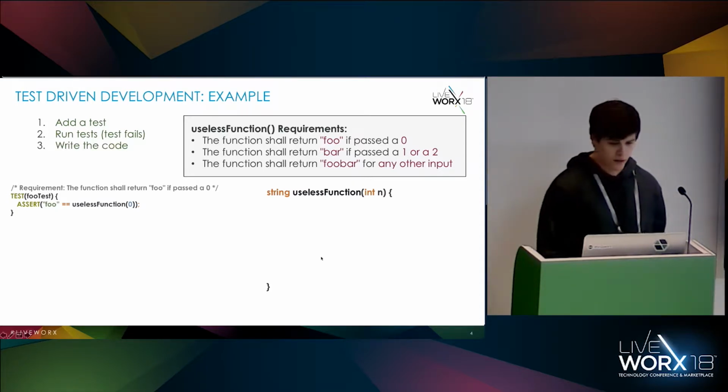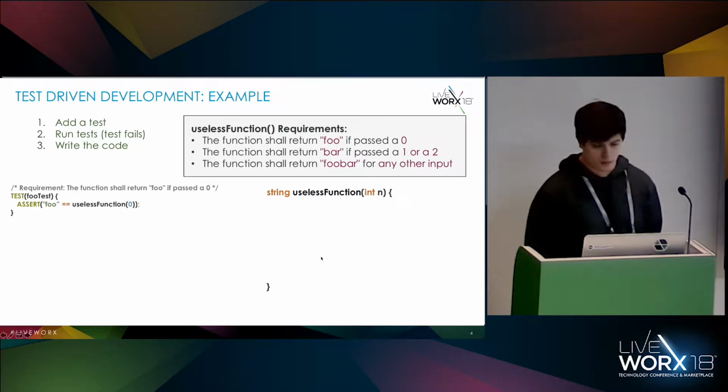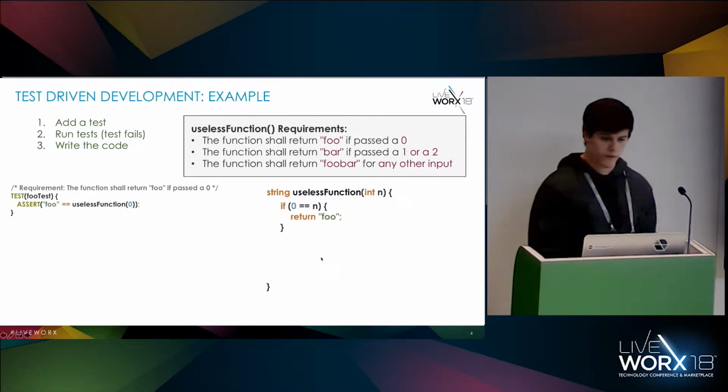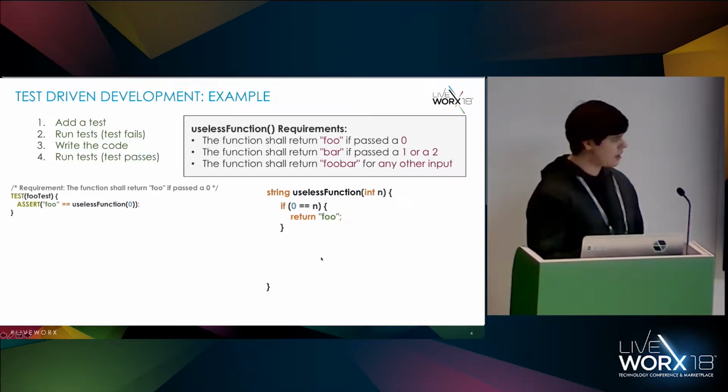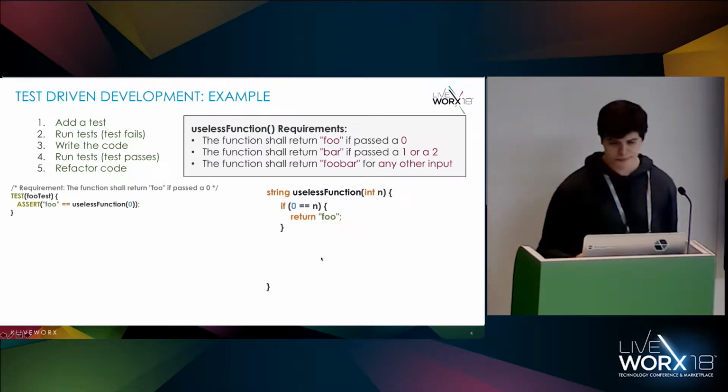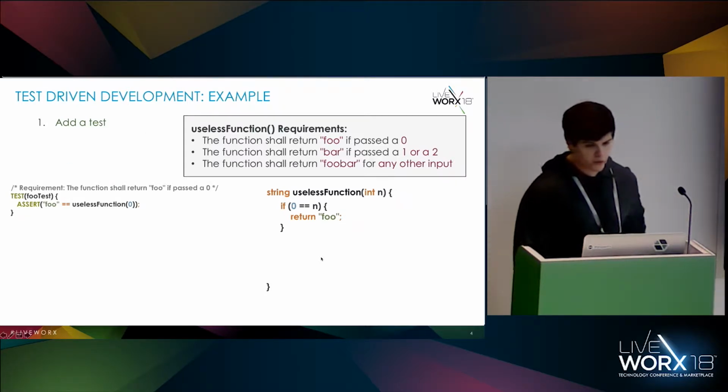Step 3 is, unsurprisingly, to write the code. So we're going to write the code to pass this test. Pretty straightforward. If n is 0, we're going to return foo, right? Now we run our test again. This time the test passes. And the last step is to refactor or clean up our code. Then we just repeat from step 1 with our next requirement.